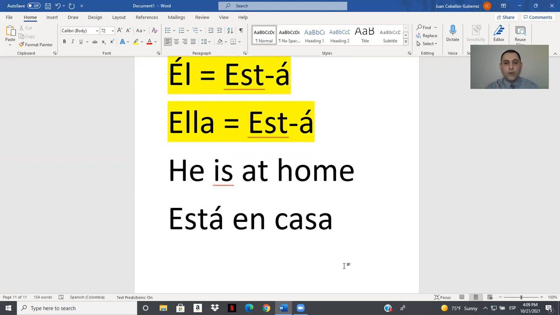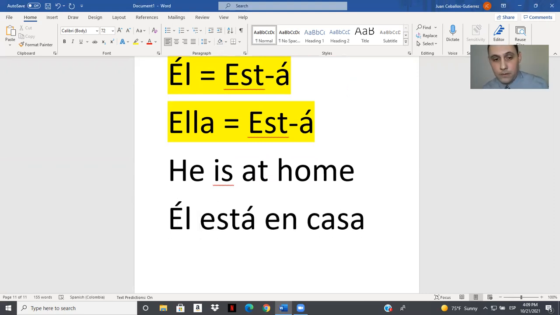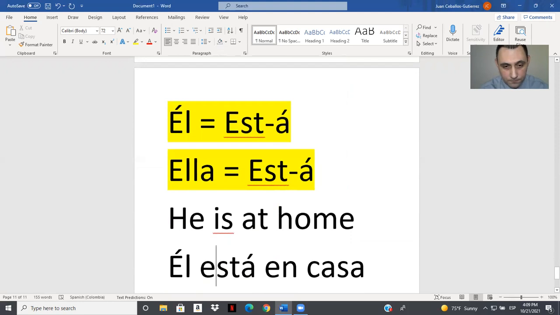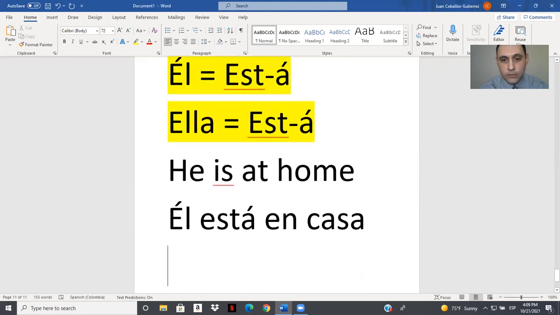So in this case, to clarify, I need to put the subject. I need to say él. Otherwise, I wouldn't understand about whom you are talking about. So pay attention to that. That's okay. Now let's continue with the plural form.